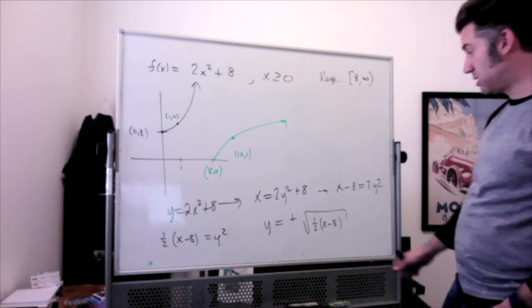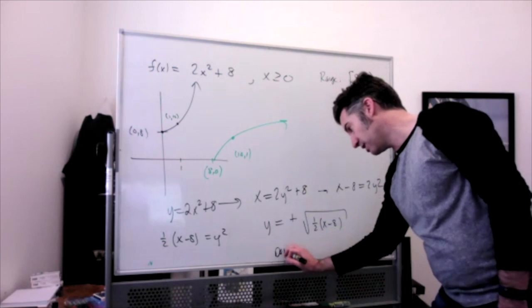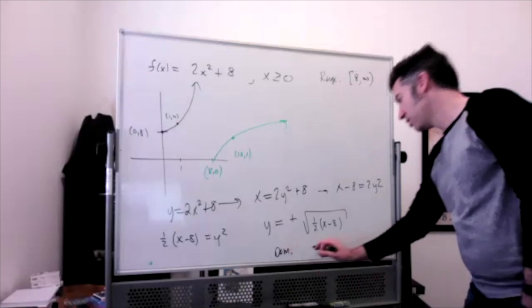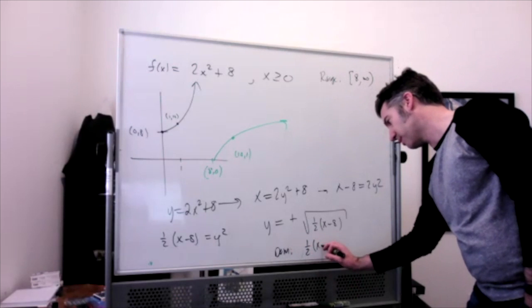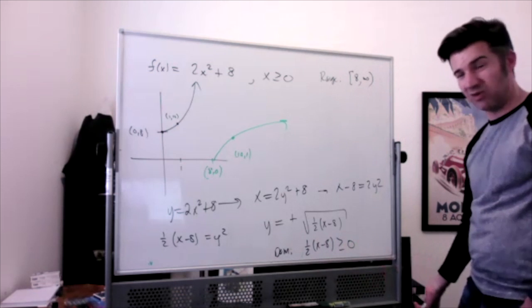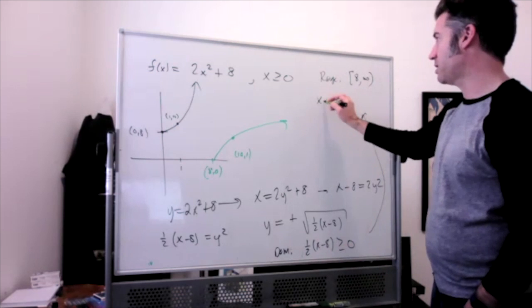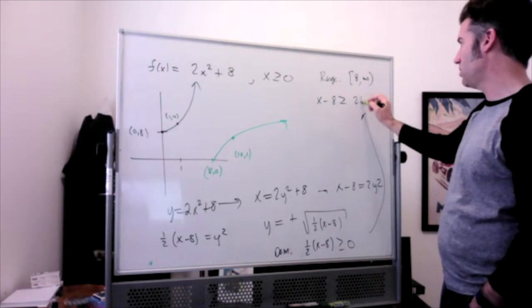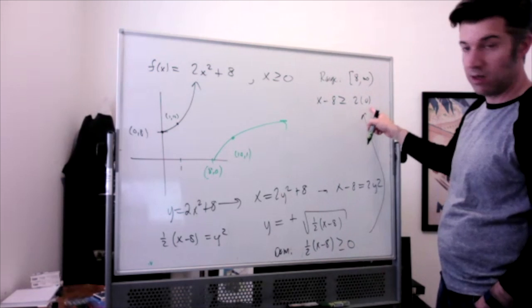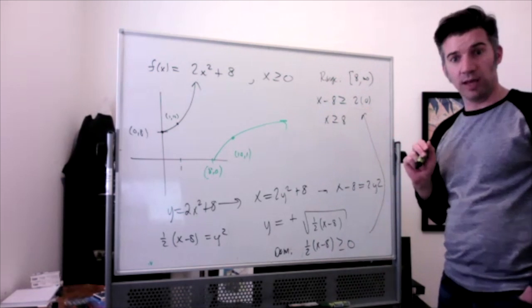So then you can see, oh yeah, look, the domain of this, well, I need the insides to be greater than or equal to 0. So 1/2 times x minus 8 has to be greater than or equal to 0. Multiply both sides by 2. Sorry, I'm running out of room here. You get that x minus 8 is greater than or equal to 2 times 0, which is still 0. And then add 8 to both sides. Oh yeah, x is greater than or equal to 8.